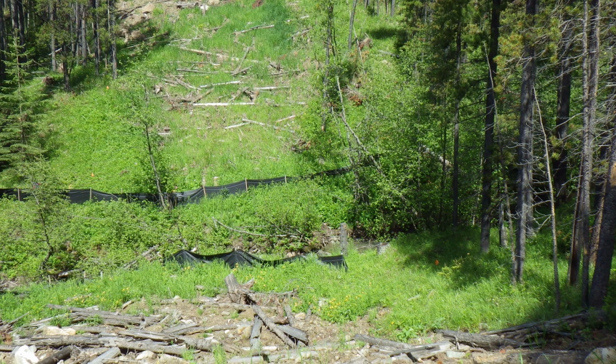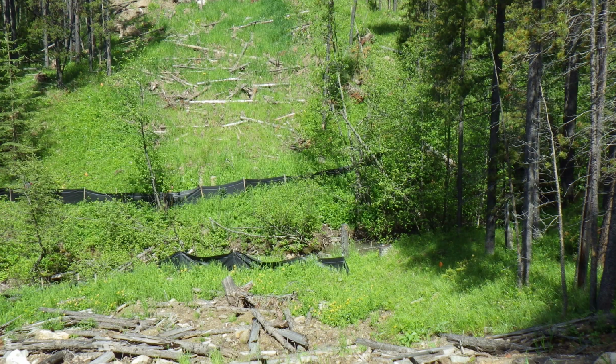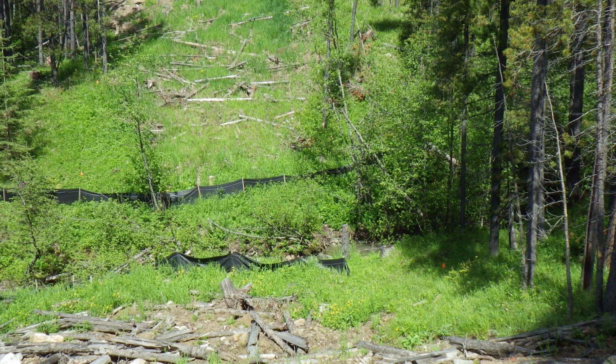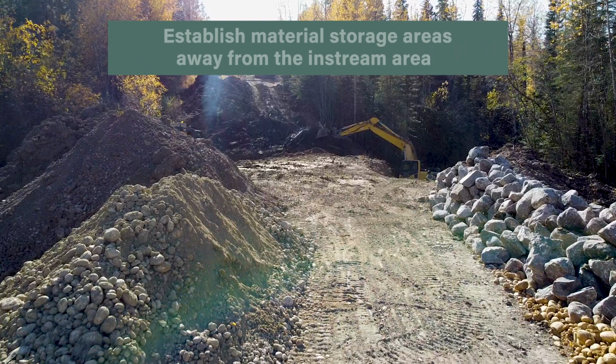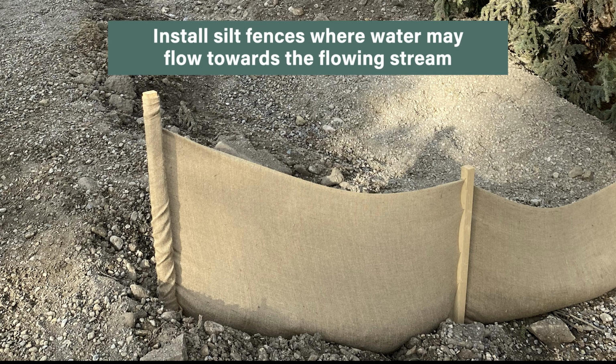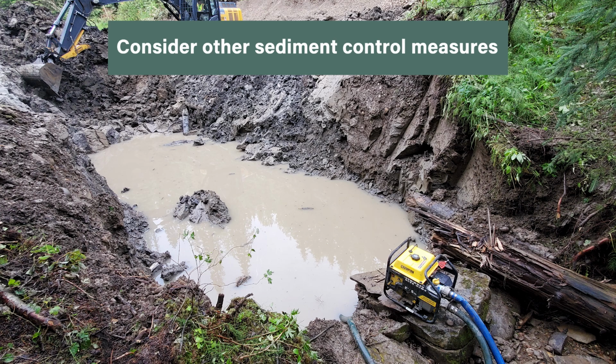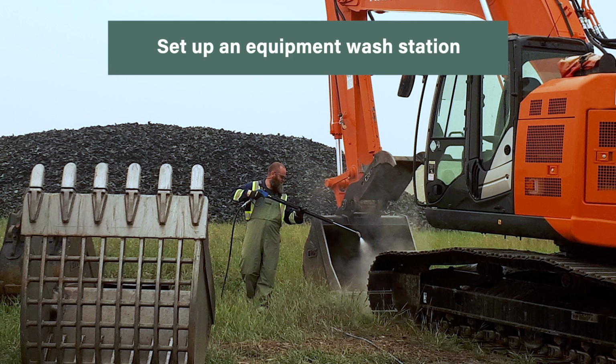Some key processes that can help ensure that practitioners are doing their due diligence in this regard include: establish material storage areas away from the in-stream area and local drainage paths. Install silt fences where the water may flow towards the flowing stream. Consider other sediment control measures, such as trap lows, to help prevent downstream discharges of turbid water. Set up an equipment wash station at the entrance to the site, away from the watercourse.